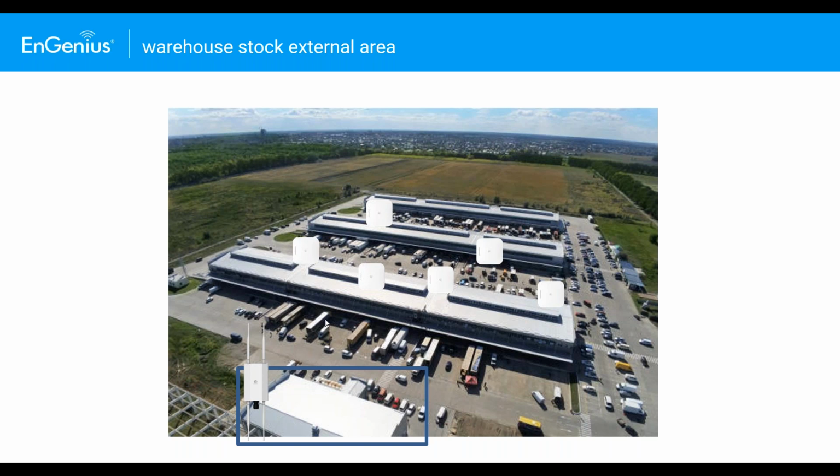In this case, you need to make sure that the indoor access point can reach the external ECW 160 to provide the mesh. After that, it will provide the mesh for this area, which we can say is a shipment area. So you can place a 160 access point.